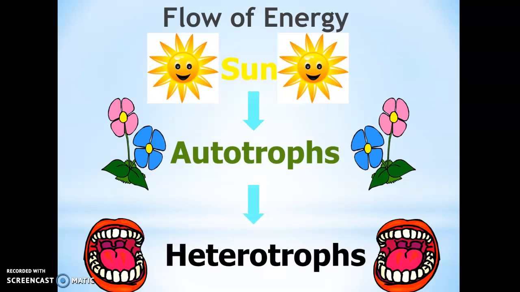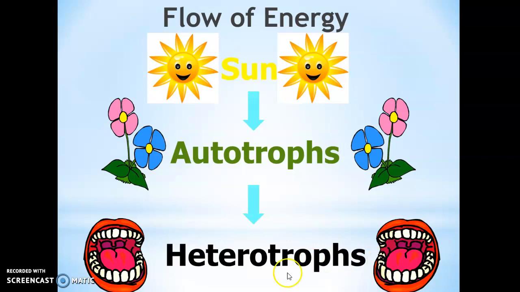So we're going to look at this flow of energy from the sun to autotrophs. Autotrophs are also known as producers, and from autotrophs to heterotrophs, which are also known as consumers. The word autotroph literally means self-eat or self-feed. So these are producers that make their own glucose, like these flowers. And then heterotroph literally means different eat or different feed.